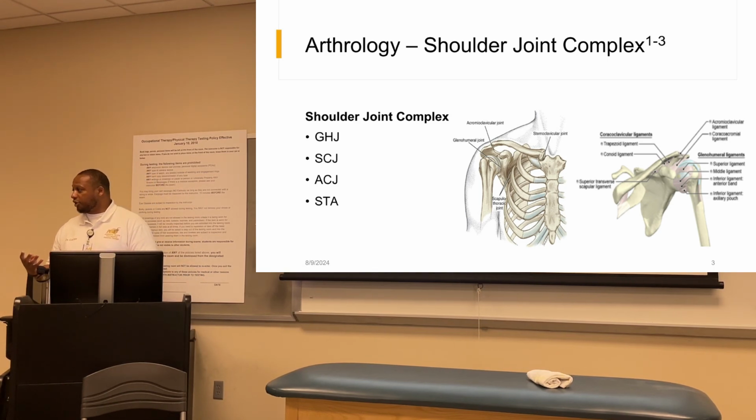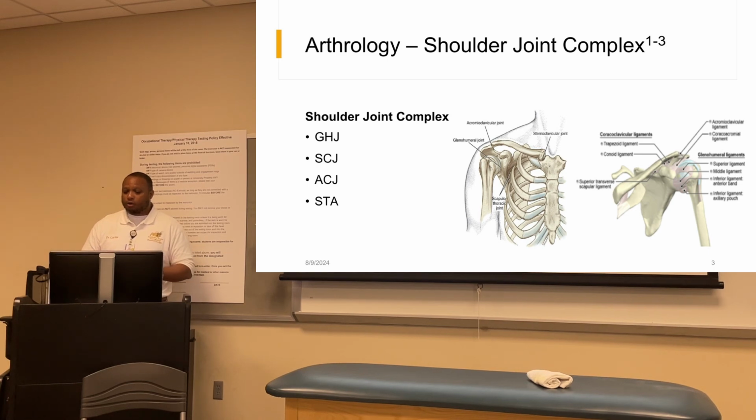4 different articulations. So we got the glenohumeral joint, which consists of articulation of the humeral head and the glenoid cavity. We got the acromioclavicular joint, which consists of the acromion and the clavicular articulation, and that's the lateral end of the clavicle articulating with the acromion of the scapula. And we have the sternoclavicular joint, where the medial end of the clavicle is articulated with the manubrium of the sternum. And then we have the scapular-thoracic articulation, where we have the scapula articulating with the rib cage.